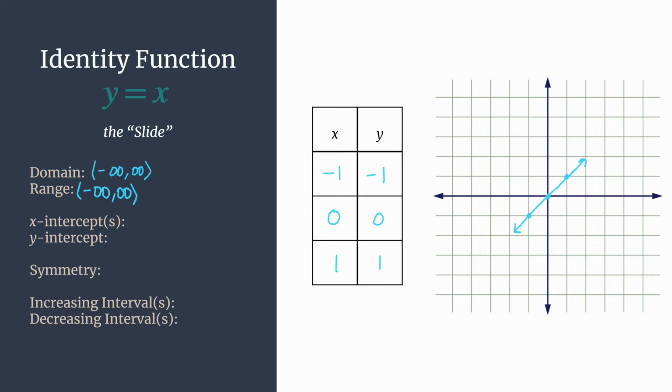Always good to know the intercepts. You can see that in this case, there's only one x-intercept. It happens at the origin, so we'll write that ordered pair 0, 0. And when that happens, that's our y-intercept as well. Now, symmetry. There are a couple different types. You can have y-axis, origin, or none if you're looking at a function. There is x-axis symmetry for some graphs, but you won't have that with a function, because it wouldn't be a function.